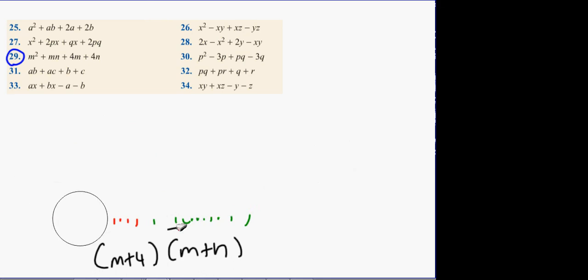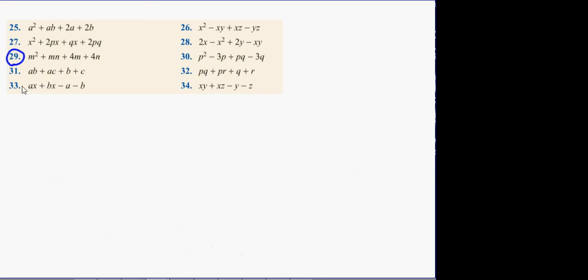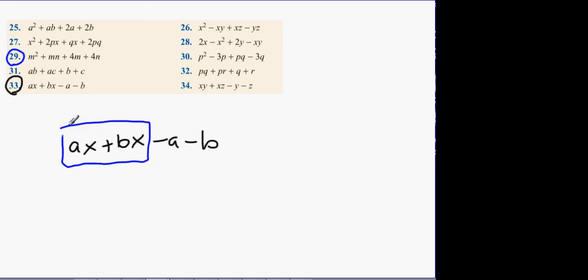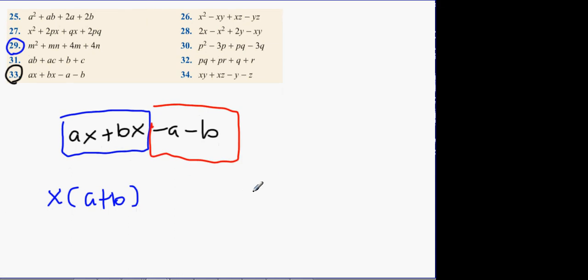Now the hardest one, in my opinion, will be number 33. And I'm going to show you 33 now. AX plus BX minus A minus B. Now here's a difficult one. What can we take out of the first part, the blue part? X. X bracket A plus B. Now here's the hard part. If we do this correctly, we should get the same bracket out again. What number multiplies by this to turn it into minus A minus B? Gavin? Minus 1. Okay? Because it has to be the same bracket twice. So it would be minus 1 times A plus B.